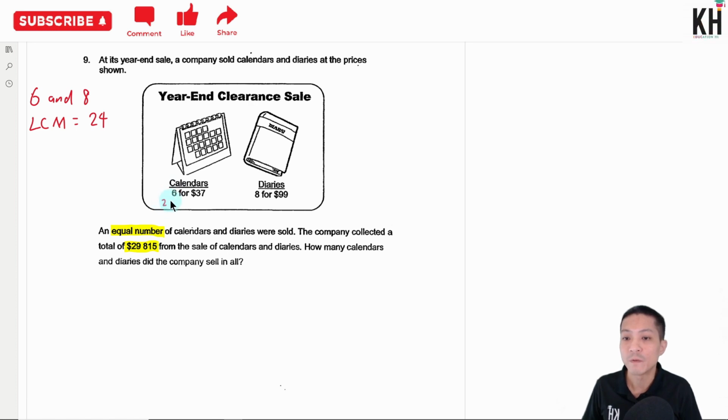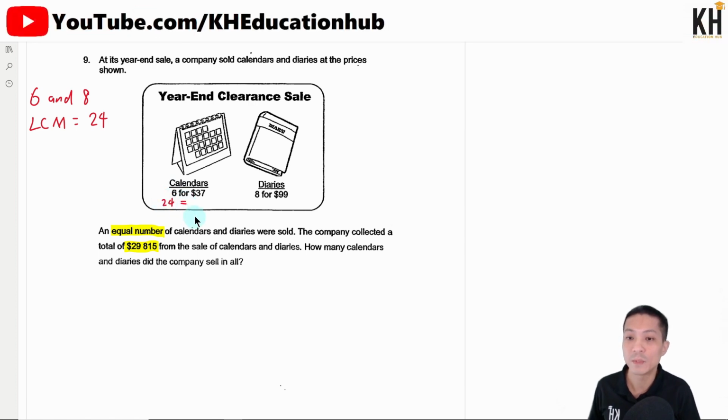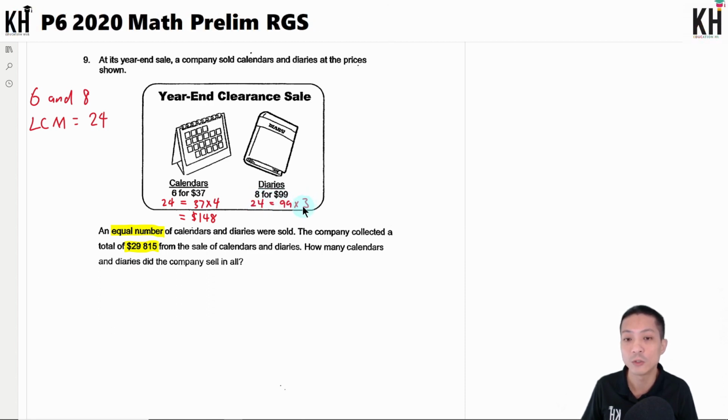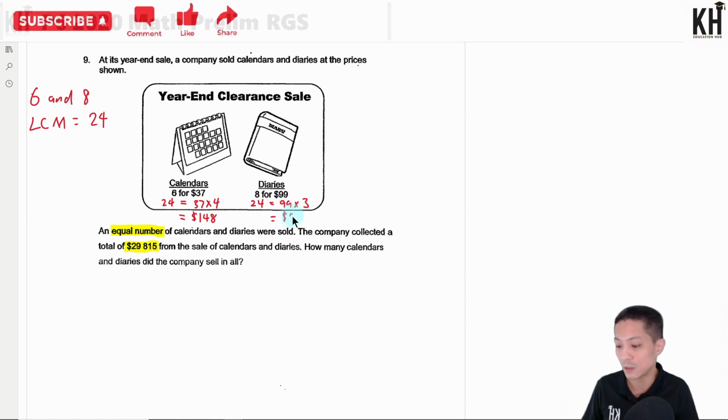Okay, so for 24 calendars, it will be equal to 37 times 4, which is 148. And for 24 diaries, it'll be 99 times 3. Okay, 99 times 3, it will be 297. Okay, so this is 24 diaries. This is 24 calendars.